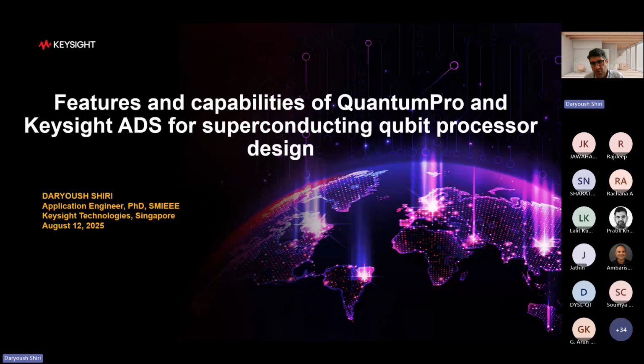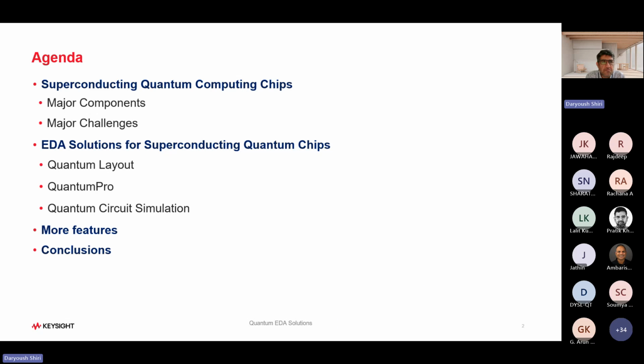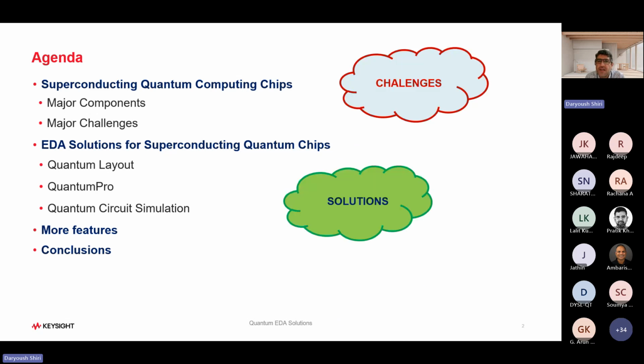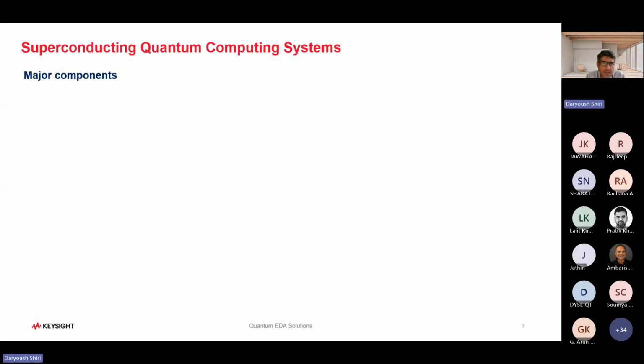This initial talk is a quick review of the features and capabilities of Quantum Pro, which is a tool inside the Keysight ADS simulator, specifically for superconducting qubit processor design. Basically, the agenda is to mention what the challenges are and how Quantum Pro has provided solutions for those challenges.